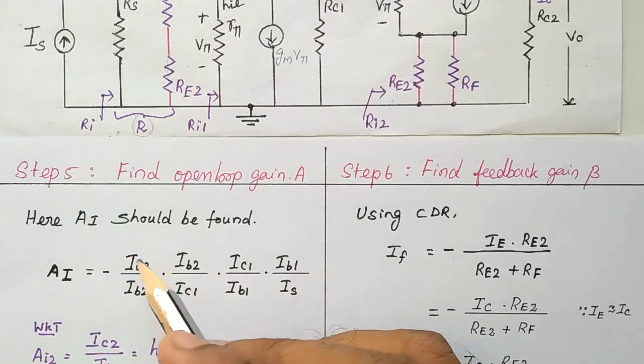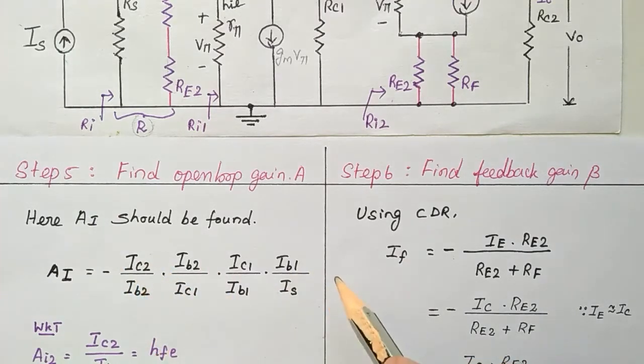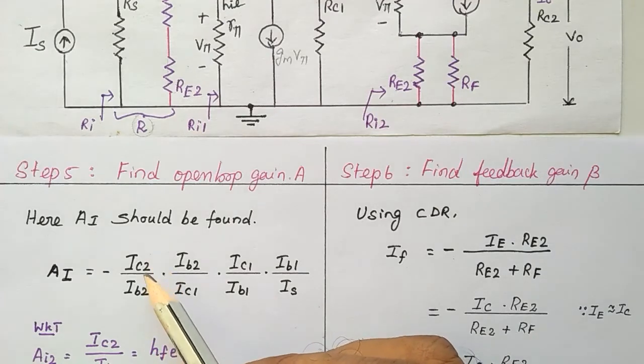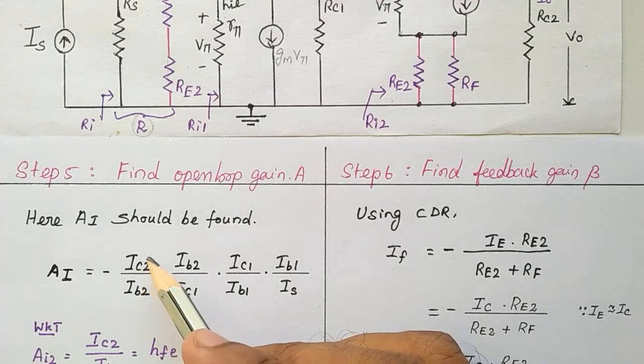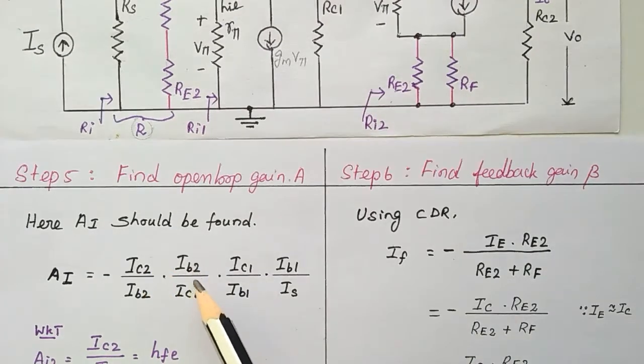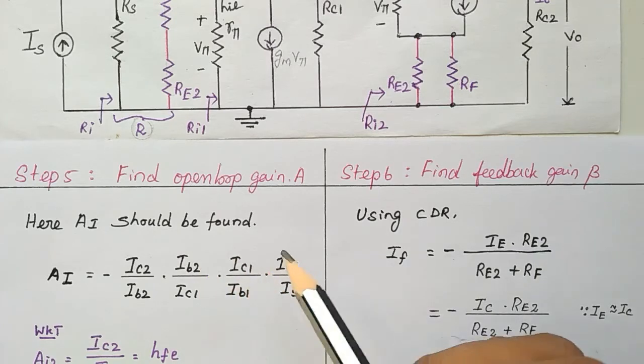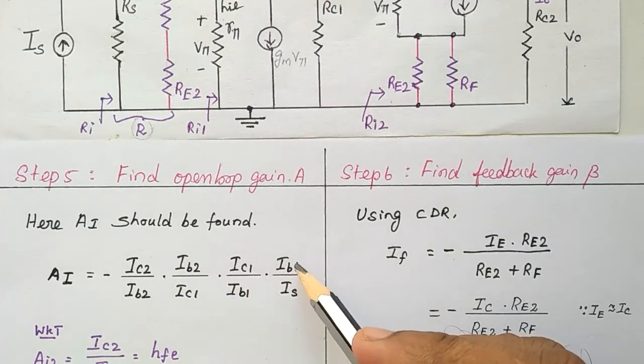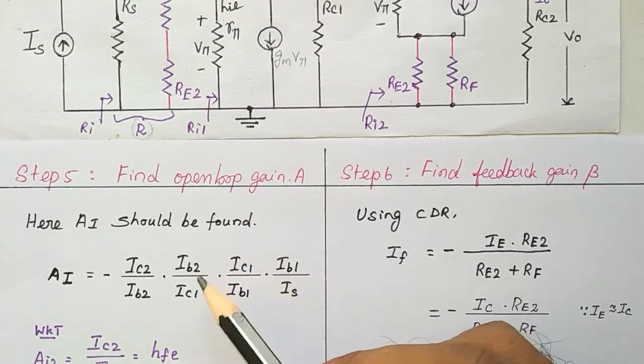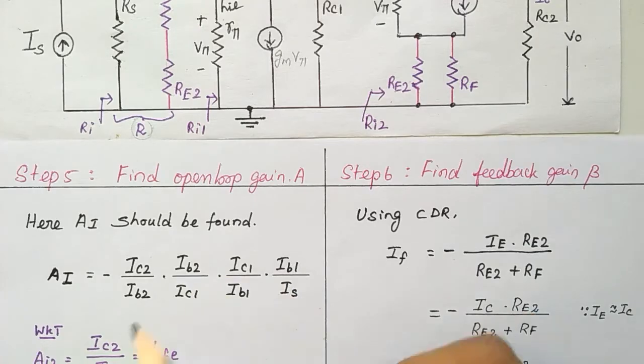So IC2, the output side. I am coming from the output side to the input side. On the output side we have the current ratio IC2 by IB2. This is between the second stage and first stage. IB2 by IC1, into IC1 by IB1, the first transistor's current ratio, and finally we have the first transistor's base and source current. Okay, individually we have to calculate these values and place them into AI.